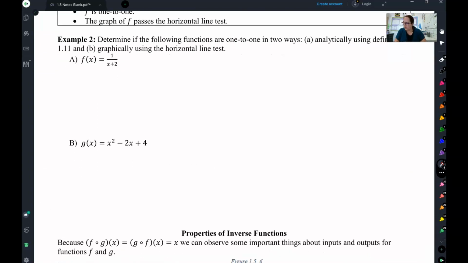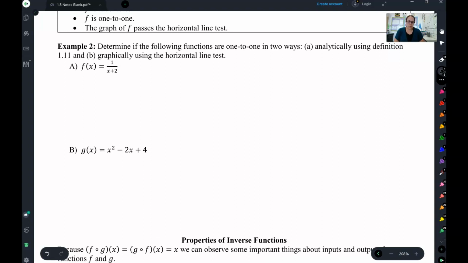So what we want to do right here is determine if it's one-to-one, not by looking at a graph, by doing it analytically. So this example, I have these happening right here. I want to find out, is this one-to-one? Does it pass the vertical line test and the horizontal line test?